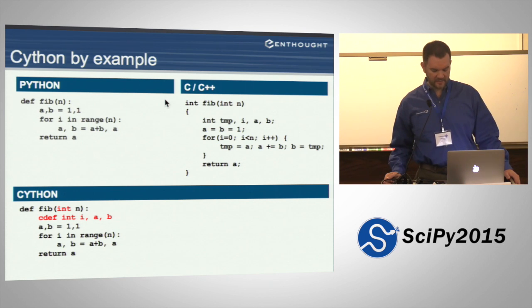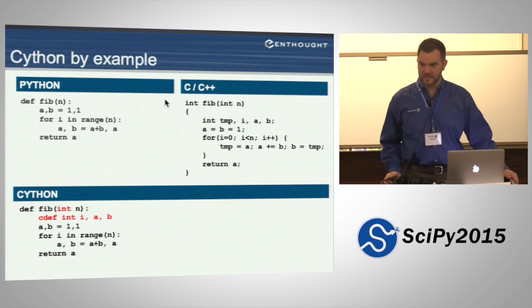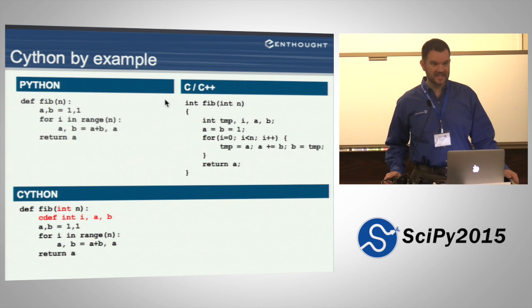Down at the bottom here, we have the Cython version of this. It's almost exactly the Python version. I've highlighted in red here the additions, the things that are different. And you see we're adding an int n to the argument. We're declaring i, a, and b as integers as well. But the body of this function is identical to the Python version.